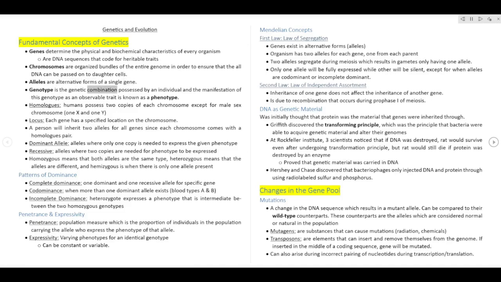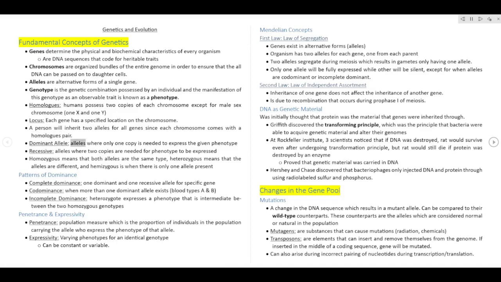Genotype is the genetic combination possessed by an individual, and the manifestation of this genotype as an observable trait is known as a phenotype. Homologs. Humans possess 2 copies of each chromosome except for the male sex chromosomes, 1 X and 1 Y. Locus. Each gene has a specified location on the chromosome. A person will inherit 2 alleles for all genes since each chromosome comes with a homologous pair.